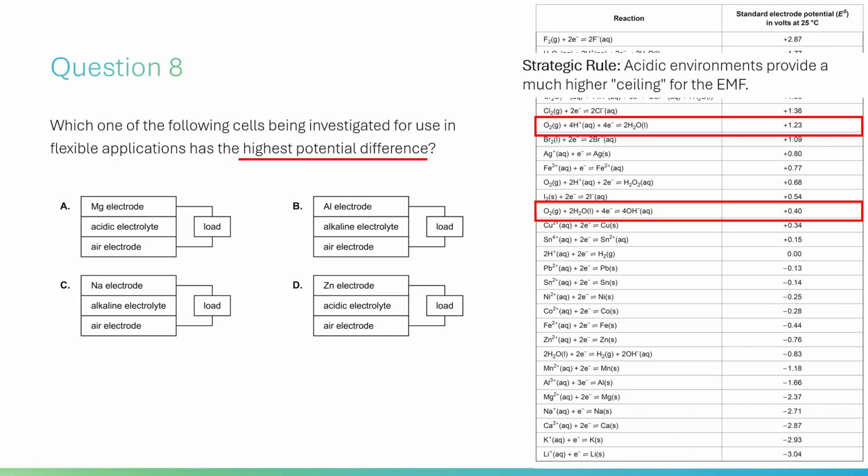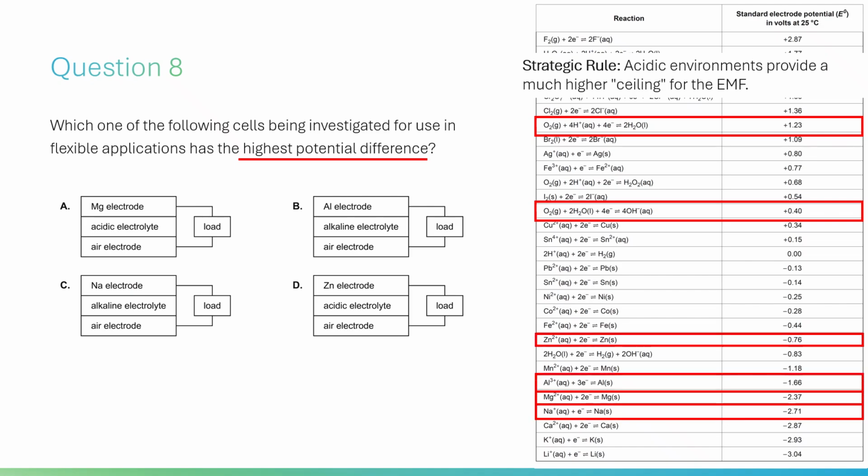Key 2, the metal activity, the low point. The anode must be an active metal with a very low, negative, reduction potential. Looking at the electrochemical series.